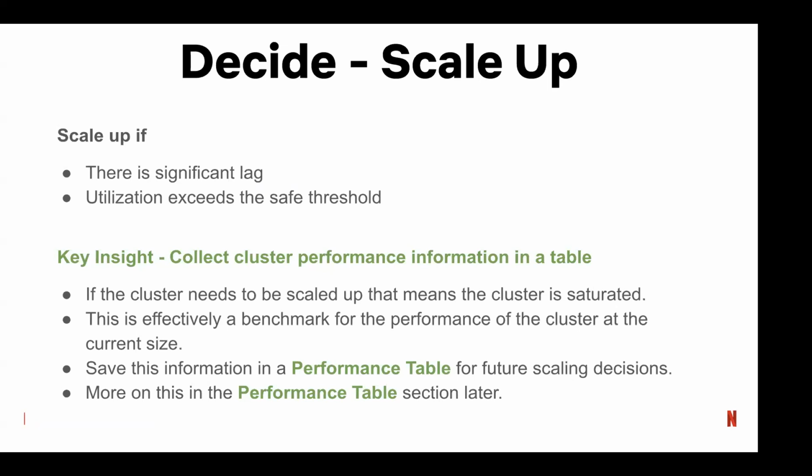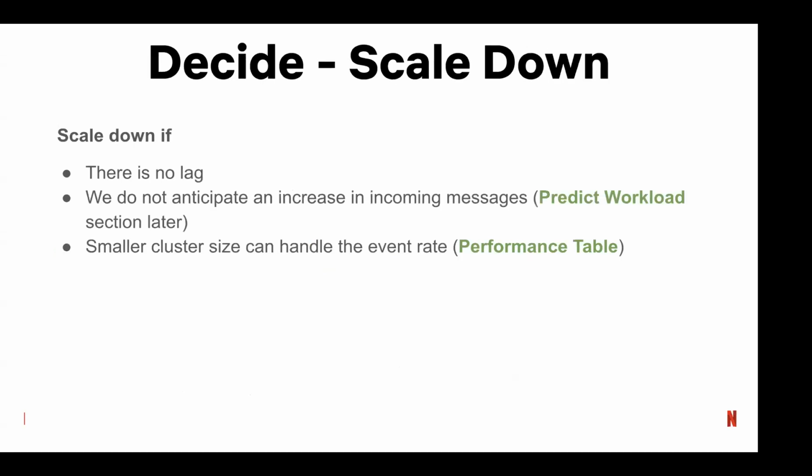So there's an important piece of information here. When we decide to scale up, we're essentially saying that the cluster, the router at its current size is processing events at its maximum throughput. So when we make a scale up decision, we essentially have a mini benchmark for the performance of the router at that current cluster size. So whenever we make a scale up decision, we save the performance of the router at that cluster size in a performance table to make future scaling decisions. And I'll talk more about that performance table later.